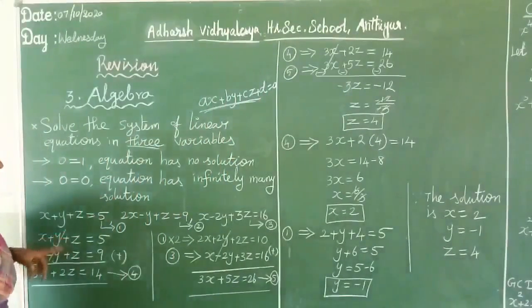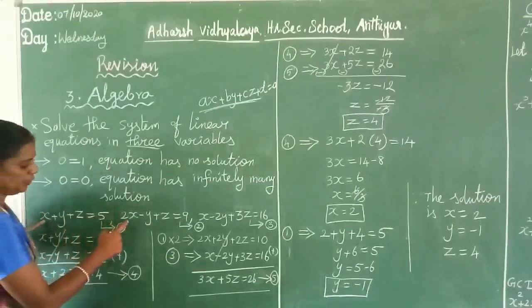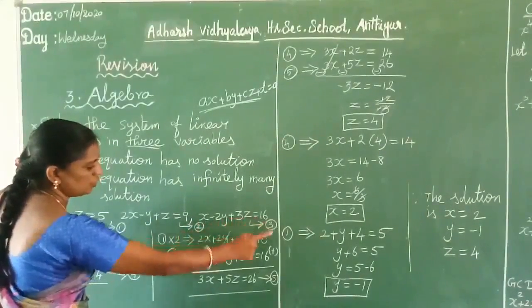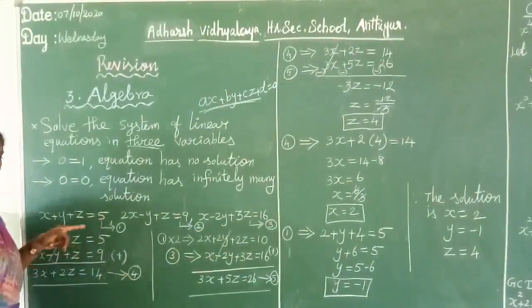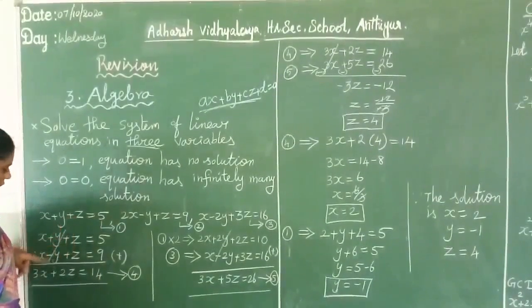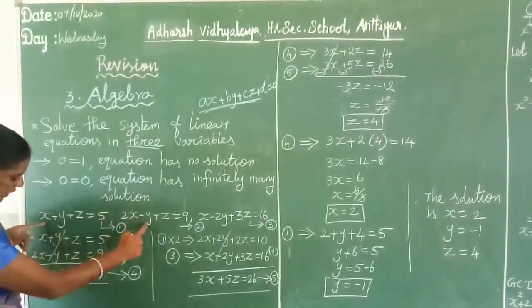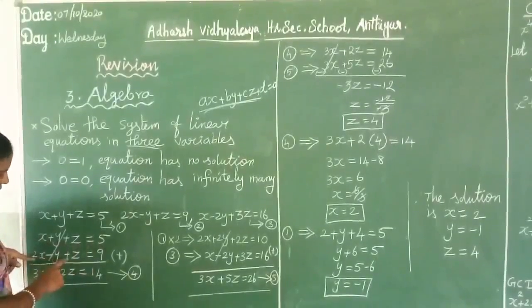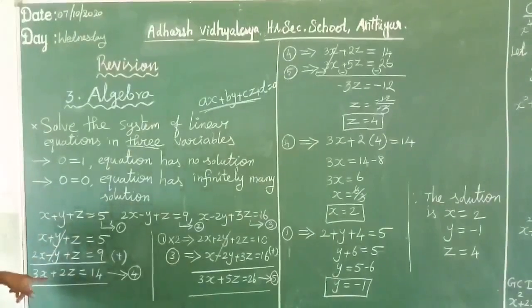solve. So here see one example: x plus y plus z equal to 5, and 2x minus y plus z equal to 9. Another equation, x minus 2y plus 3z equal to 16. These are the 3 equations given. So we take any 2 equations and eliminate any one variable. Here we take the first and second equations: x plus y plus z equal to 5, 2x minus y plus z equal to 9. Using these 2 equations, we eliminate y and get an x term and z term.